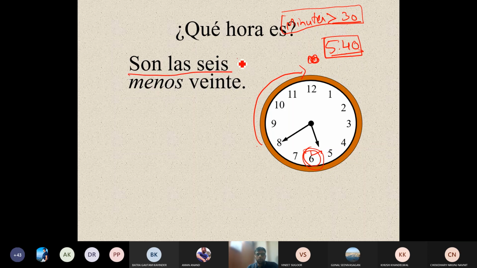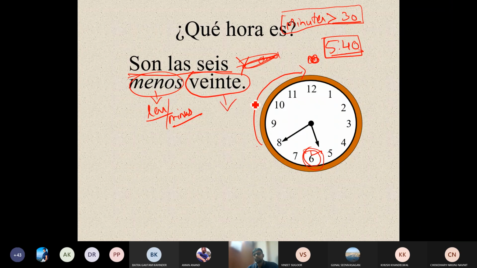After that, you cannot use y. So y means add. That means you are going to add something to 6. Basically, what you want to say is that there are 20 minutes left to 6. So we use this word menos. Menos is less, or you can say minus. So you mention menos and then the number of minutes to complete the next hour. In this case it is 20. So that is why we are using 20.